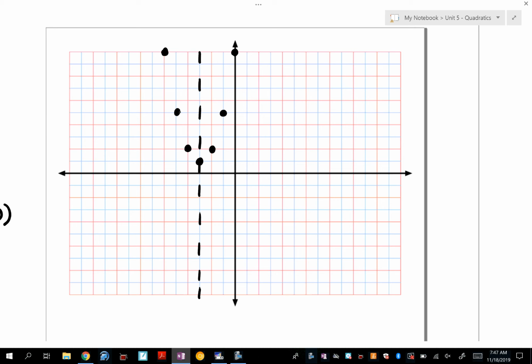If I move to this one, +1, if somebody goes to +1 in their table, you're going to see it's off of the grid. What's the y value for +1? 17, right? And 17's off the grid. All right, same thing with -6. That'll also be over here, 17, off the grid. Okay, so I'm not expecting you to graph off of the grid.